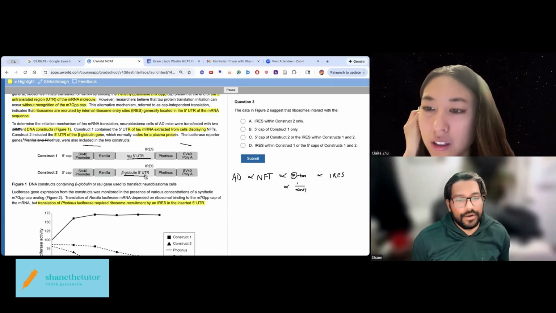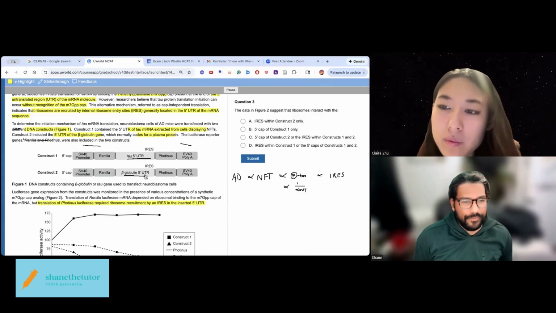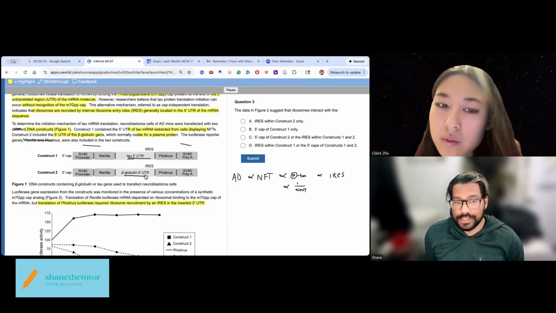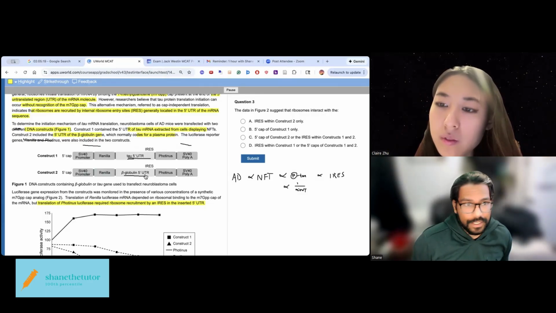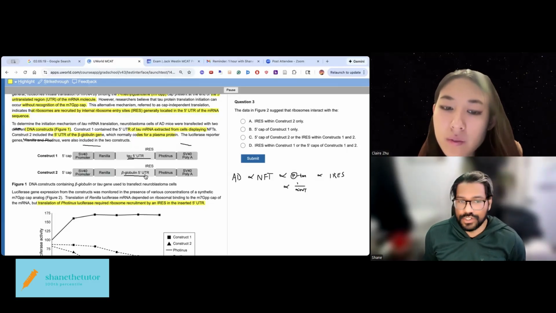So yeah, that IRES does change things in terms of how I was looking at it before. So it seems like both of these are able to be recruited by the internal ribosomes, right? So okay, that changes things. Good to know.